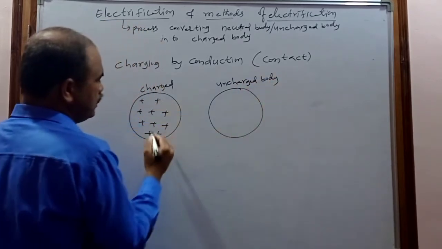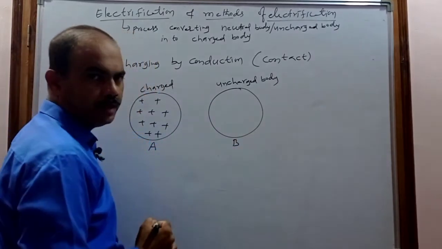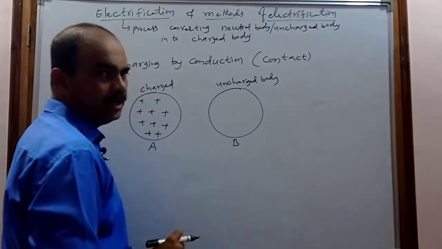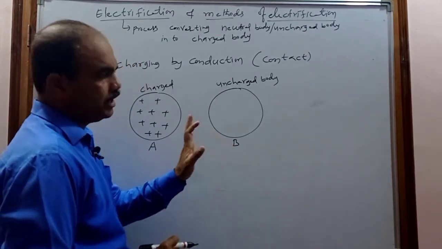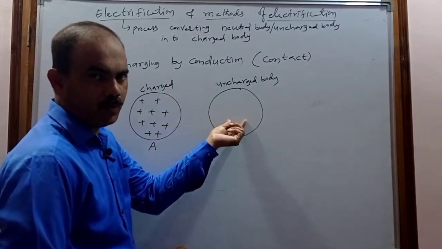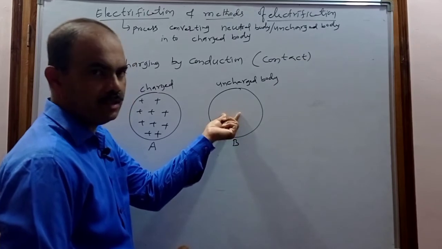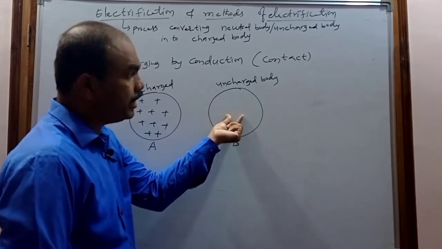Now consider the charged body to be named A and the uncharged body to be named B. The uncharged body is electrically neutral. It contains the same number of electrons and protons; the number of electrons in the uncharged body is equal to the number of protons. That's why it is electrically neutral.